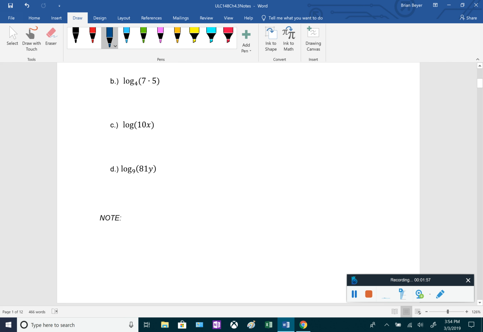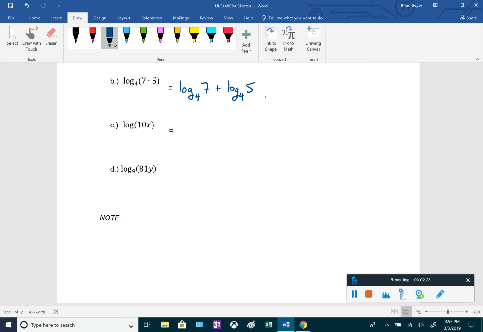Next one, log base 4 of 7 times 5. So 7 times 5 being multiplied, we can expand it by giving each one, the 7 and the 5, its own log base 4, and separating by addition. So log base 4 of 7 times 5, which is 35, log base 4 of 35 equals log base 4 of 7 plus log base 4 of 5.